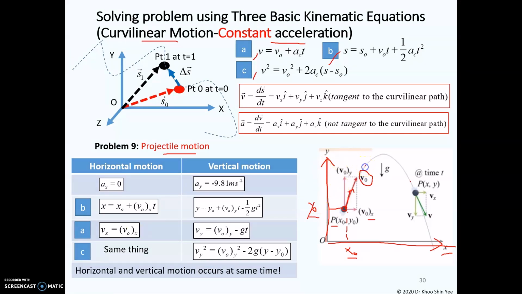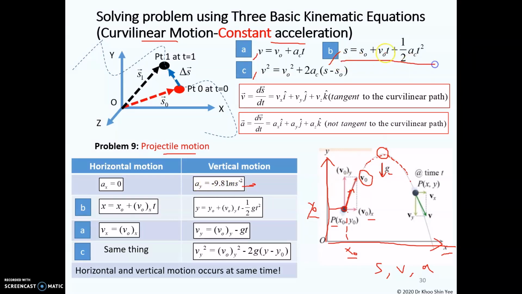After you throw, the ball will move in projectile motion like this. And what we want to know is the displacement, velocity, and acceleration along this projectile motion. Once you throw the ball, the only force acting on the ball is the gravity force. Therefore, the ball will experience acceleration in this direction, which is in the negative y direction here. So for your vertical motion, the acceleration in the y direction is negative 9.81.